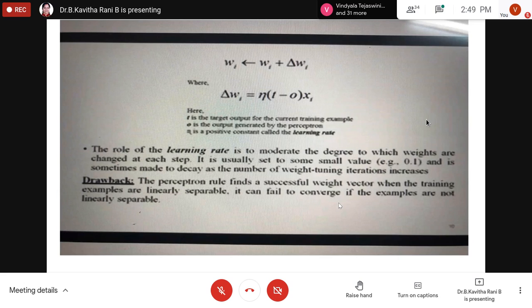Because if we have more network iterations in the hidden layer, it will take more memory. So we have to see that there are minimum iterations in our network.